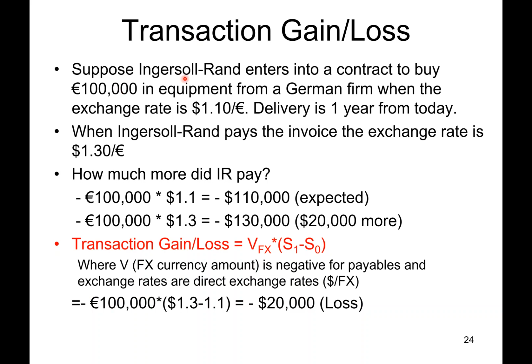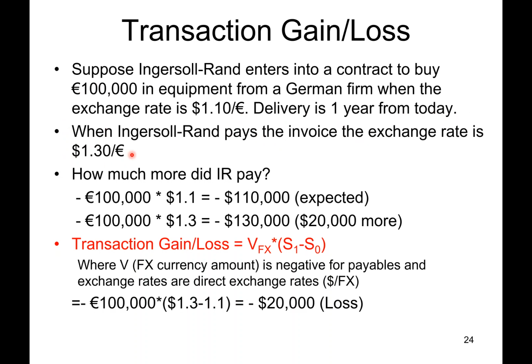So suppose Ingersoll Rand enters into a contract to buy 100,000 euros in equipment from a German firm when the exchange rate is $1.10 per euro. Delivery is 1 year from now. So 1 year from now, they're going to take delivery of the equipment and send 100,000 euros. When Ingersoll Rand goes to pay the invoice next year, the exchange rate turns out to be $1.30.